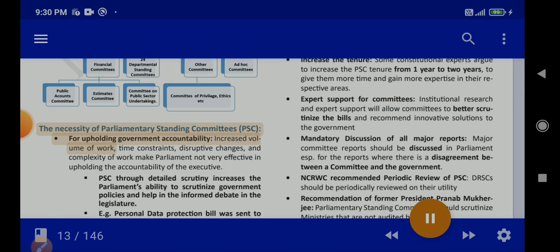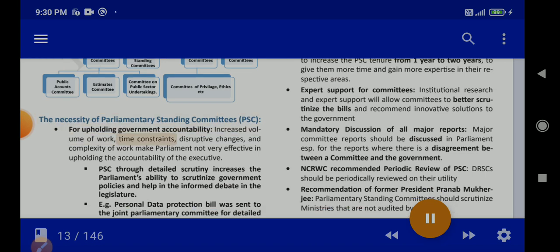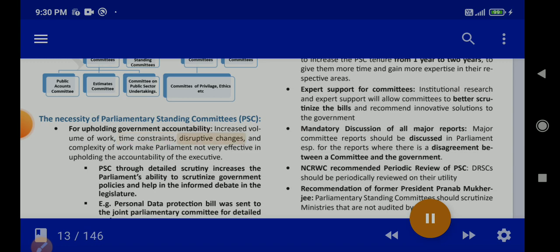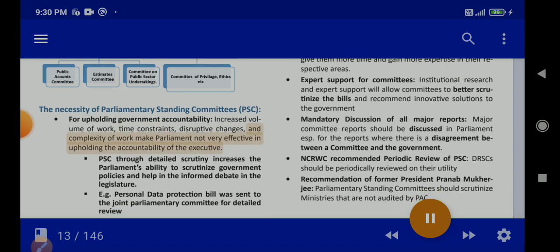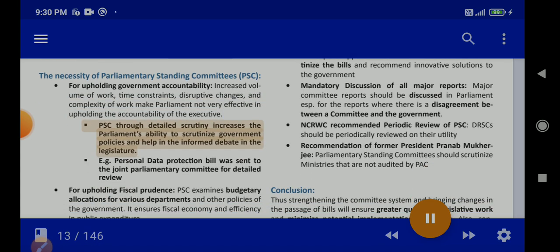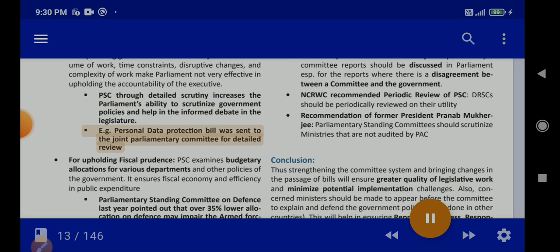The necessity of Parliamentary Standing Committees (PSC) for upholding government accountability. Increased volume of work, time constraints, disruptive changes, and complexity of work make Parliament not very effective in upholding the accountability of the executive. PSC, through detailed scrutiny, increases the Parliament's ability to scrutinize government policies and helps in informed debate in the legislature. E.g. the Personal Data Protection Bill was sent to the Joint Parliamentary Committee for detailed review.